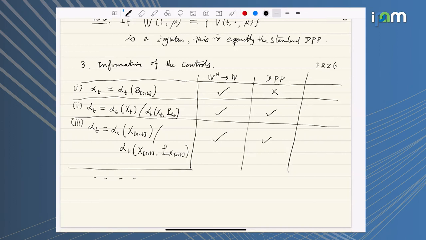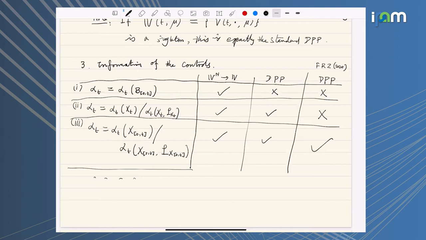So that's for the standard game, not zero sum game, not for the mean field game. And again, for that game, open loop control DPP fails. And surprisingly, for that game, state dependent control DPP also fails. We have to use path dependent controls. That's somewhat surprising to us.